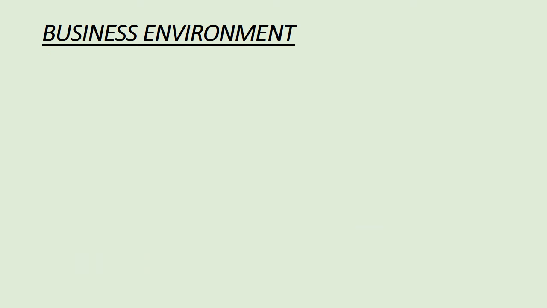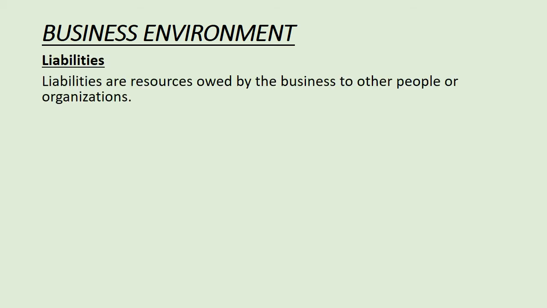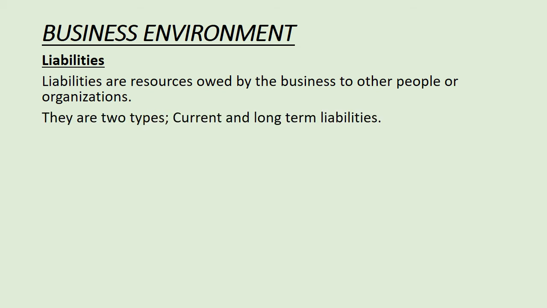So another business component is liability. Liabilities are resources owed by the business to other people or organizations. There are basically two types of liabilities: 1. Current and 2. Long-term liabilities. So I'm going to explain the two types of liabilities.